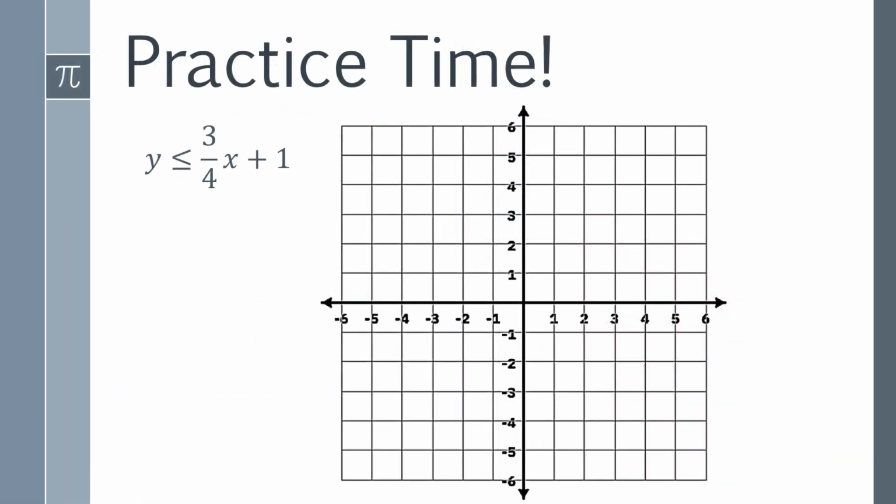All right, practice time. Go ahead and attempt this one right here. Okay, so our y-intercept is 1. So I'm going to put a dot at 1. Then my slope is 3/4. That means I go up 3, 1, 2, 3, and then I go 4 to the right. 1, 2, 3, 4. I end up at 4, 4 here.